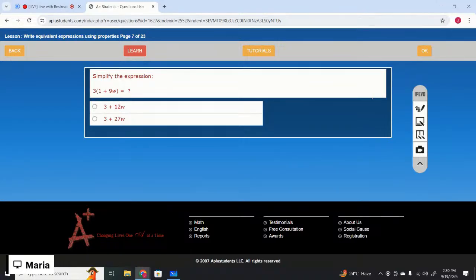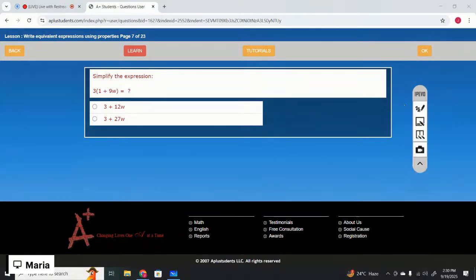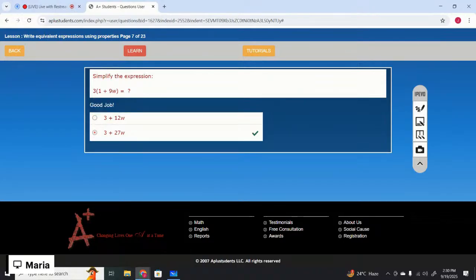Simplify the expression 3 times 1 plus 9w. 3 times 1 is 3 and 3 times 9 is 27. Option number 2 is the correct option, that is 3 plus 27w. Option number 2 is the correct option.